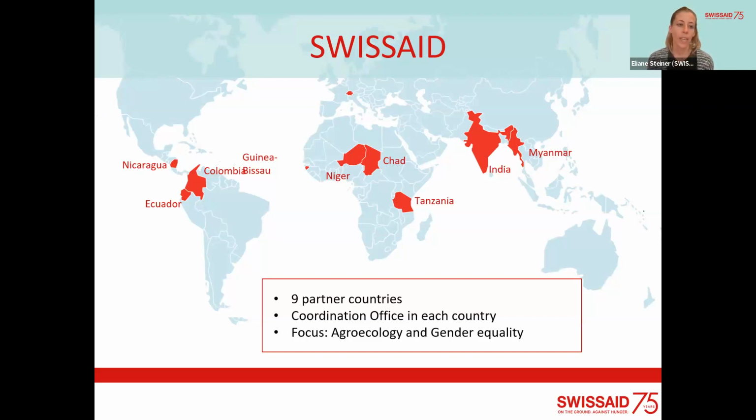So we work in 9 countries in the global south on the topics of agroecology and gender equality. And in each country, we have a coordination office. These offices design the projects and also implement them, sometimes themselves and oftentimes with local partner organizations.